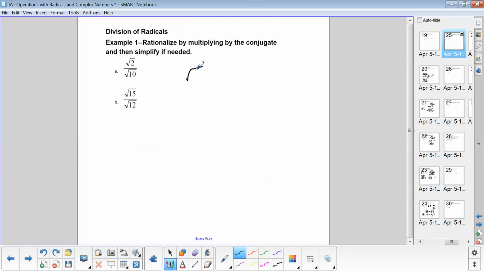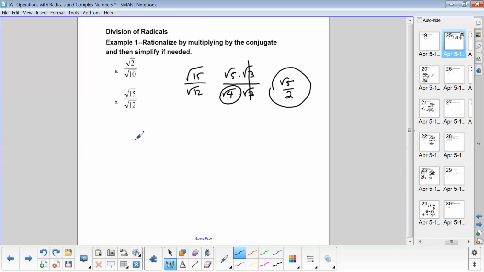Second one, I've got the square root of 15 and the square root of 12. So the square root of 15 would be the square root of 5 and the square root of 3. And the square root of 12 would be the square root of 4 and the square root of 3. So this is one way, to just try to simplify into factors. And then those would divide out. And what's the square root of 4? The square root of 4 is 2. So you're left with the square root of 5 divided by 2.